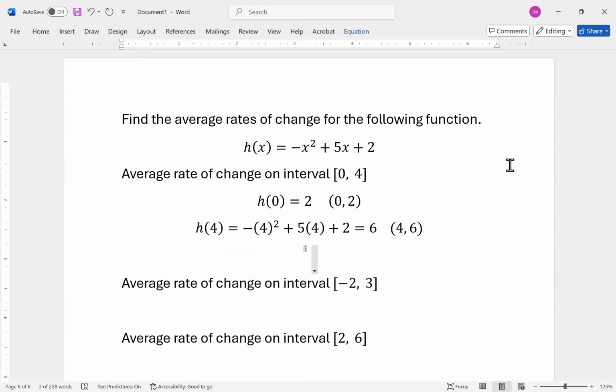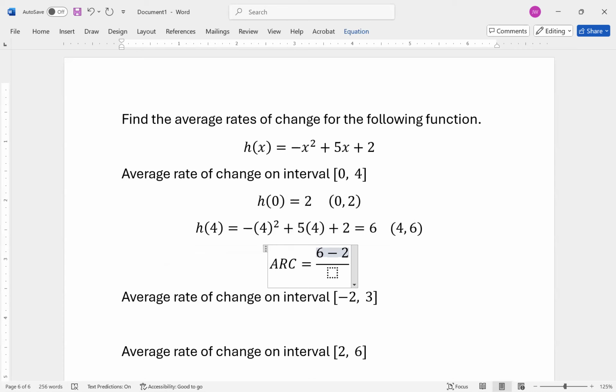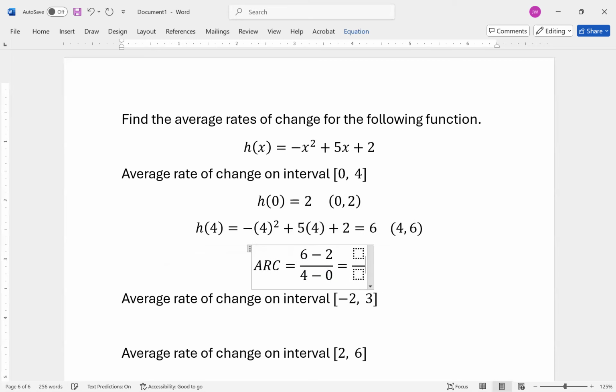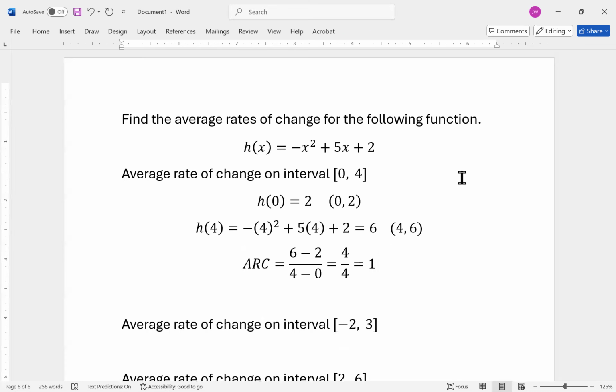Now I'm ready to find the average rate of change. The average rate of change is the difference in y values. That's going to be a 6 minus 2 divided by the difference in the x values, which is a 4 minus 0. In this case, that's going to be 4 over 4, which means that the average rate of change on that interval was 1. The average rate of change of this function on that interval was 1.